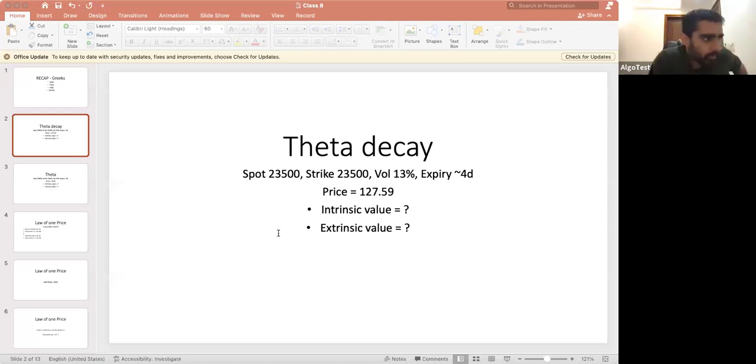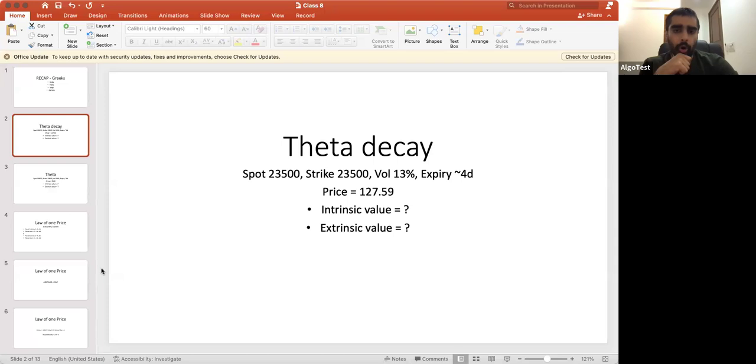I wanted to tell you guys about the relationship between theta and gamma then, right? So before I do that, I want to make you guys think a little bit about theta decay. What do we mean by theta decay? This is an open question for you guys.